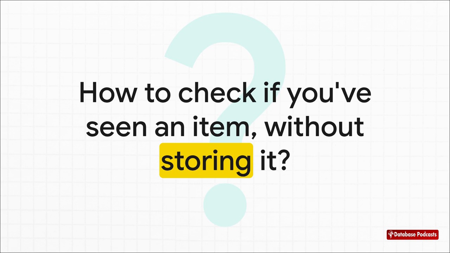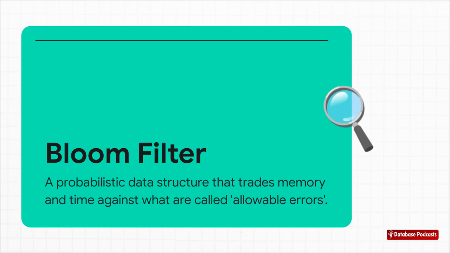Storing every single item you've ever seen is just impossible. You'd run out of memory instantly. So, how do you check? The solution is a fantastic data structure called a Bloom filter. It's built to do one thing and one thing only.